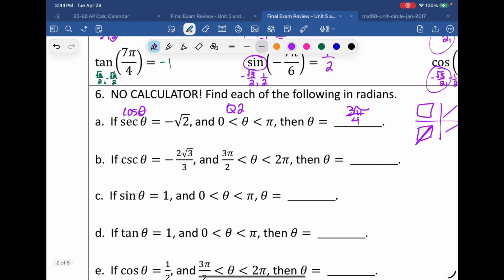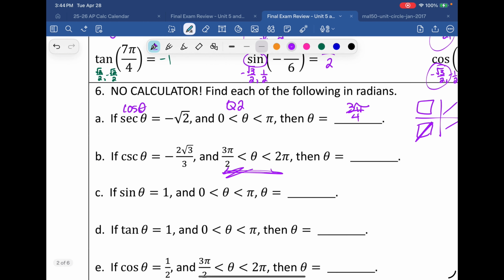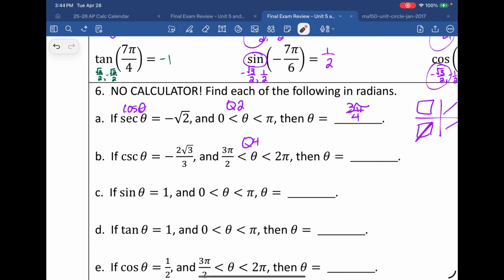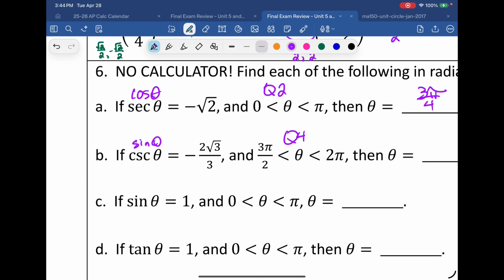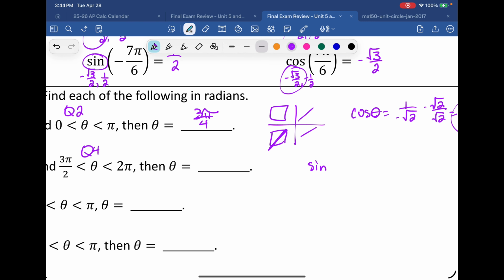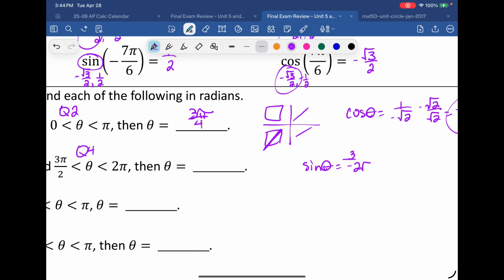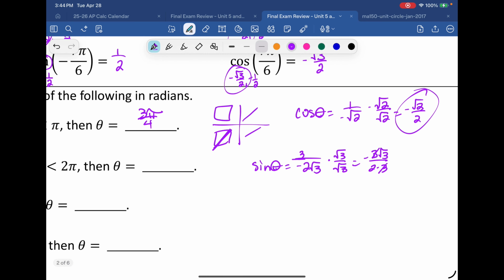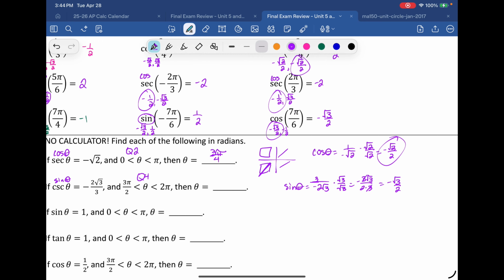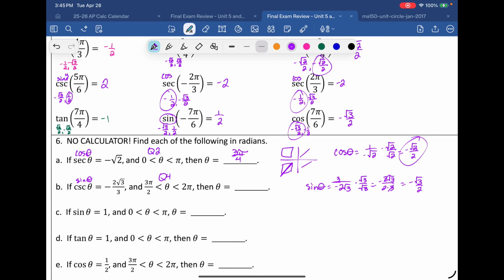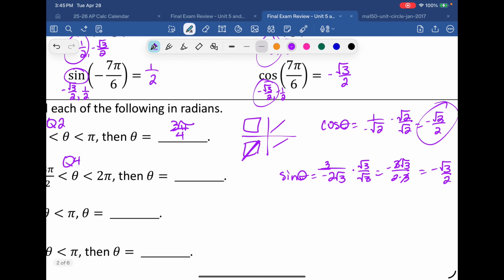Okay, if cosecant is negative 2 root 3 over 3, and your angle falls in, well, that already tells me my angle has to fall in quadrant 4. Between 3 pi over 2 and 2 pi, that's quadrant 4. And cosecant is the reciprocal of sine. So I'm going to do the reciprocal of this. So it's going to flip it over. 3, rationalize. So 3's cancel. And you have negative root 3 over 2. All right, so the angle that produces that y value, because it's sine, is pi over 3, and in quadrant 4, that's 5 pi over 3, almost double.